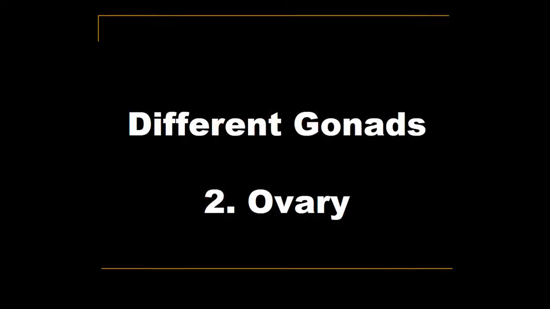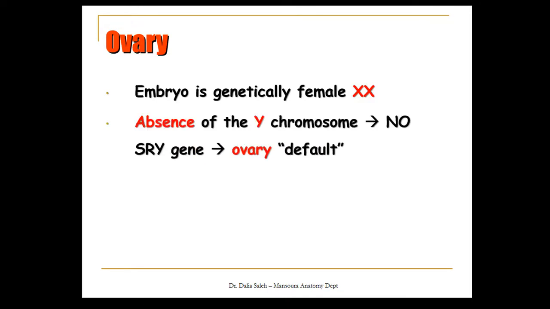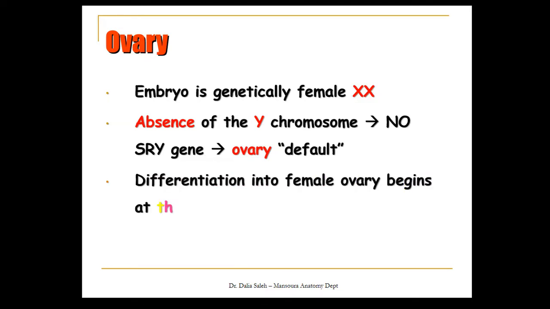Now, what about the differentiation of the gonads into ovaries? The ovary is formed when the embryo is genetically a female who carries the XX chromosomes. So, because of the absence of the Y chromosome, there is no SRY gene. That's why the default pathway for the indifferent gonad will be into ovary formation. The differentiation into female ovaries begins at the 8th week of development.